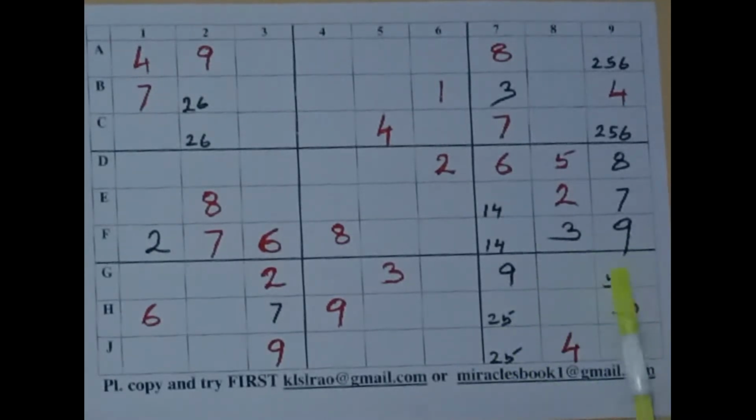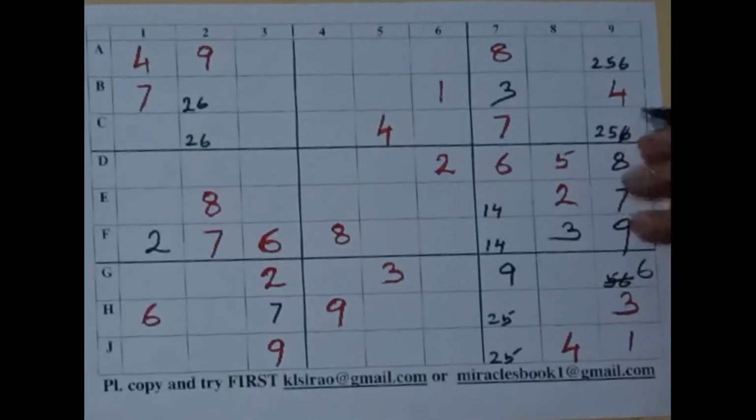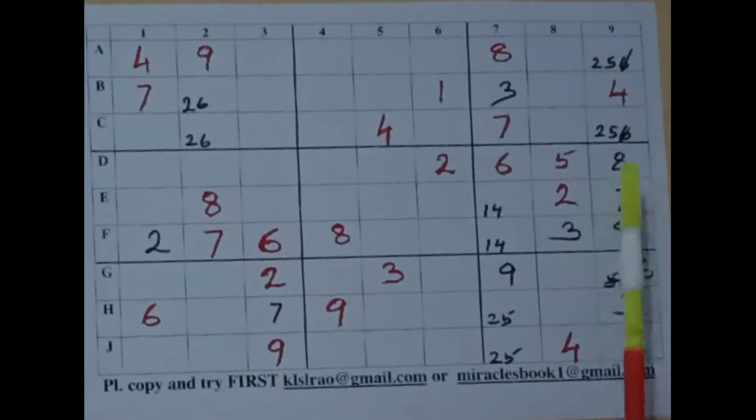What happens to this pair of 5 and 6? It gets cancelled. Only number 6 remains there. So let us delete that number 5 there and fix number 6 here. And that 6 enables us to correct there also. Let us delete that 6 there and 6 there. So we have a pair of 2 and 5 there.